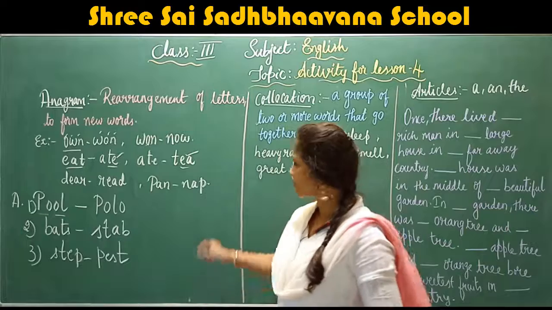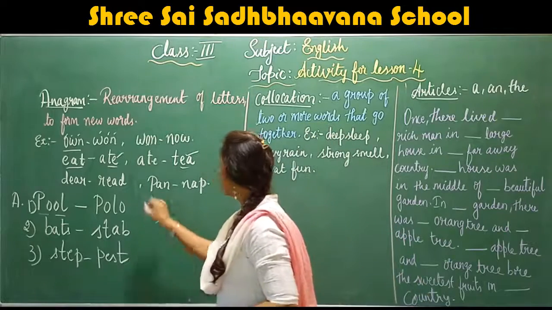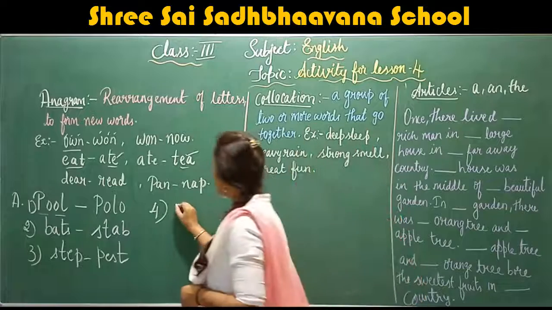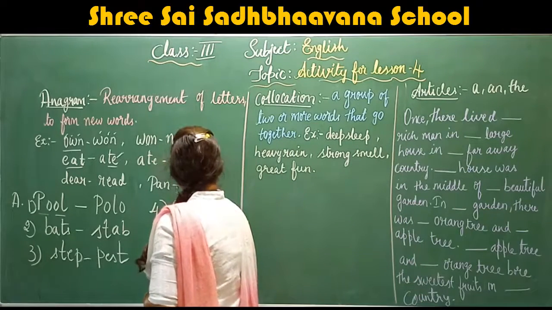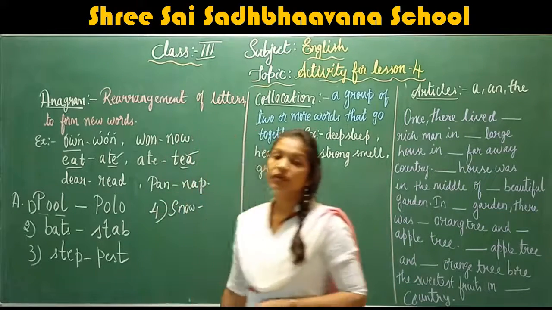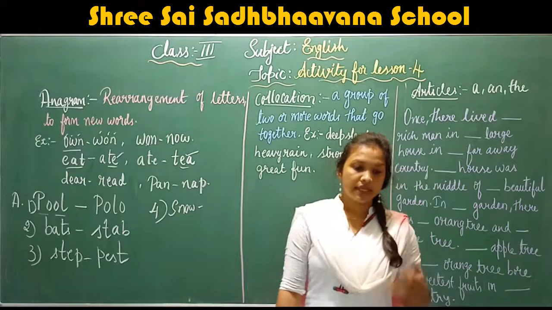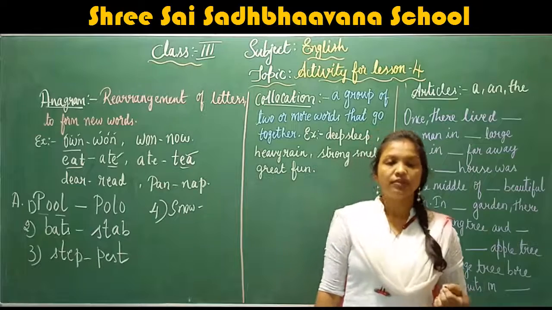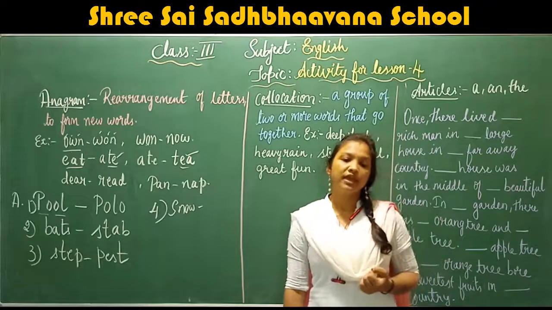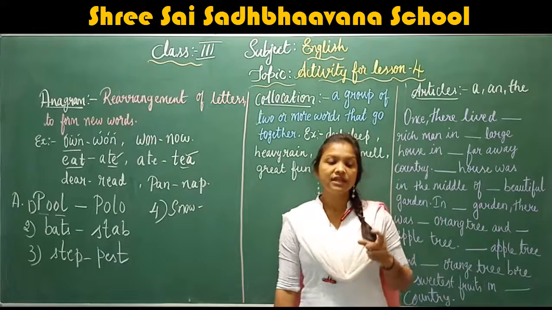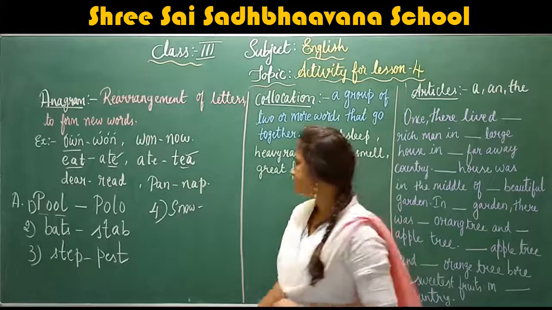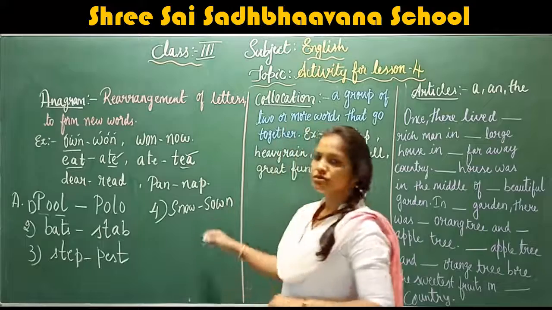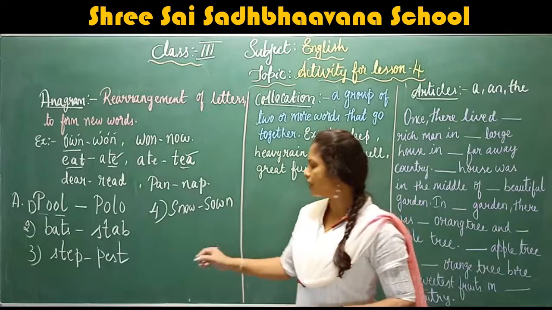Now, fourth one. What is the fourth word? Snow, S-N-O-W, snow. Now, what are the options they have given? S-W-I-M, swim, S-O-W-N, sown, O-W-L-S, owls, and S-W-A-N, swan. Now, which is the correct option? S-O-W-N, sown is the correct option.